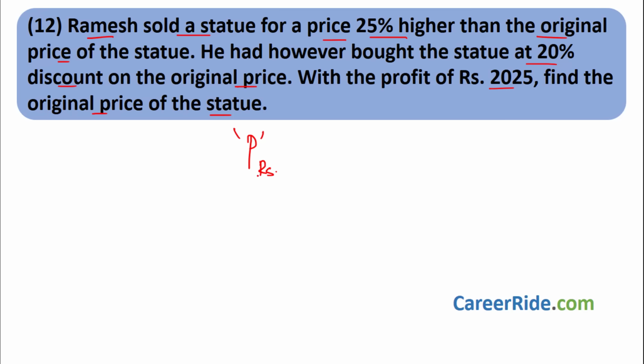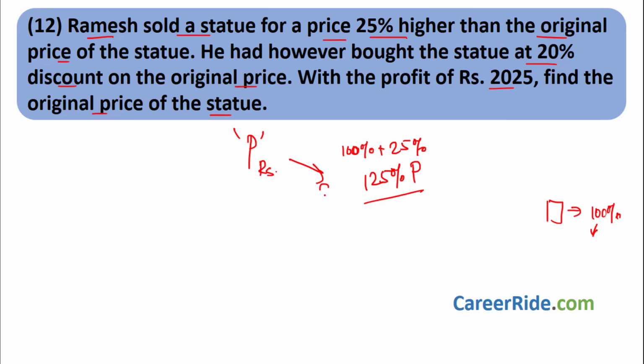Let us assume that the original price of the statue is P rupees. Now Ramesh sold the statue for a price 25% higher than the original price of the statue. Now we know that whenever there is an object, the entire price of the object is always taken as 100%, right? And when we discount something, we remove a percentage from this. When we get a profit, we add a percentage to this. So this statue was sold for a price which is 125%, which is 25% higher than the original price. That means the price now becomes 100% plus 25%, that is 125% of P. Also, this is the selling price, right?